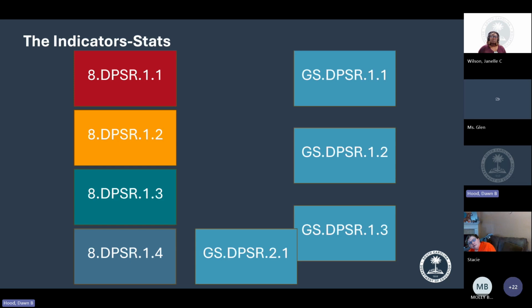And, you know, we're looking for how we can connect them with the students. So if there's a way to connect them, we want to do that because you don't want to have to teach extra. So really, we're looking at 8 DPSR 1.4 to go with GS DPSR 2.1. Okay. So let's look at an example we could use.